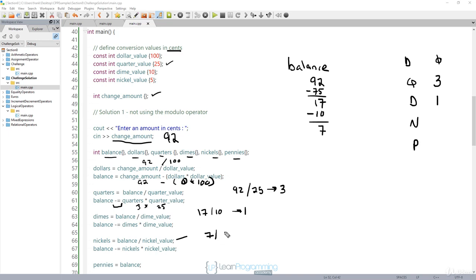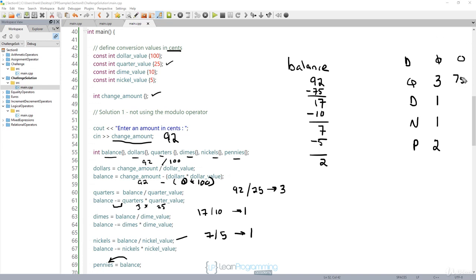Now I'm going to figure out how many nickels I need. 7 divided by 5 cents per nickel. So I need 1 nickel. I subtract 5 from the 7, and I end up with 2. My balance is the number of pennies I need. I don't need to do any more calculations, and that gives me the 2 pennies. And we're basically done. So if we add up all of this, let's test this out. This is going to give me 0. This is going to give me 25 times 3, which is 75 cents.